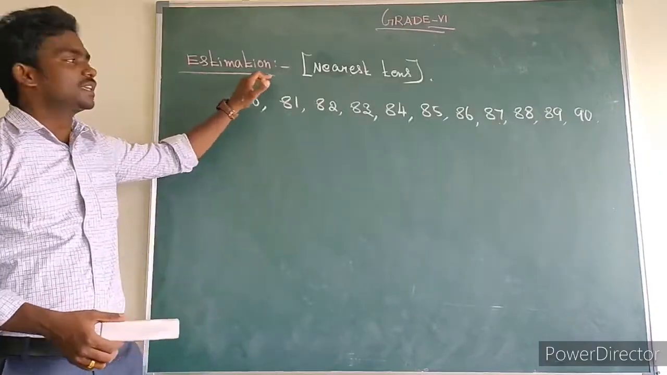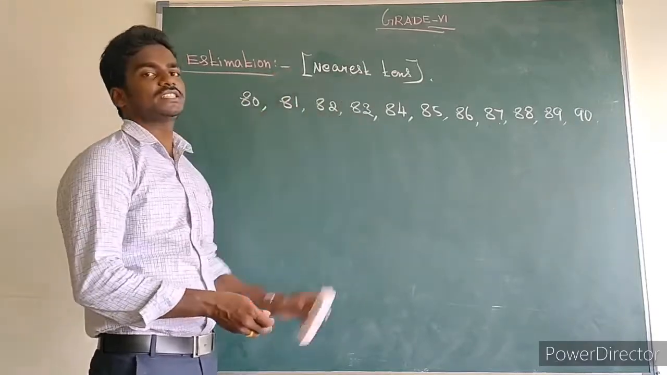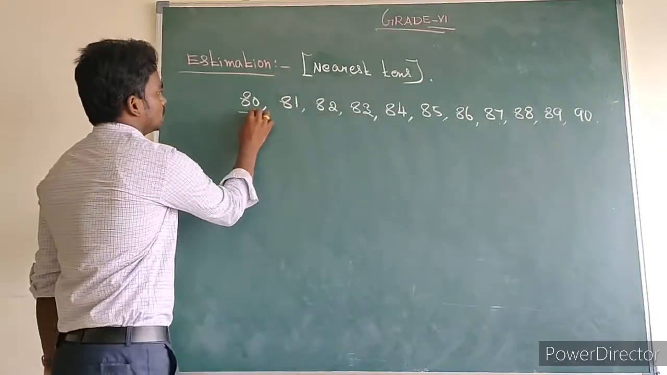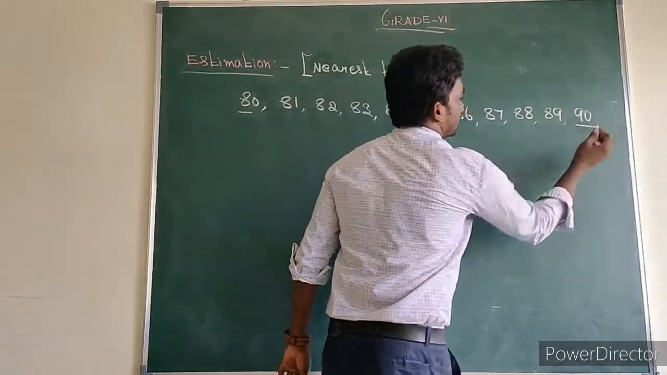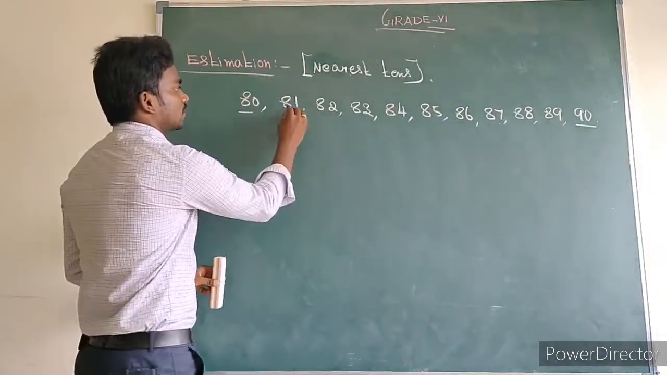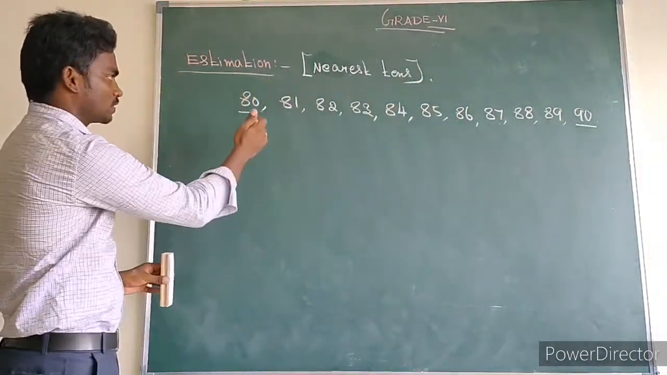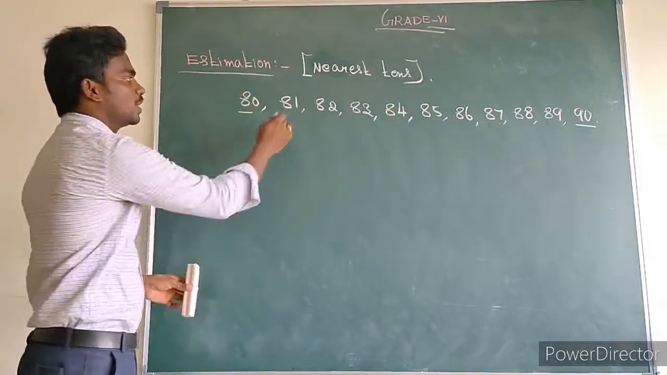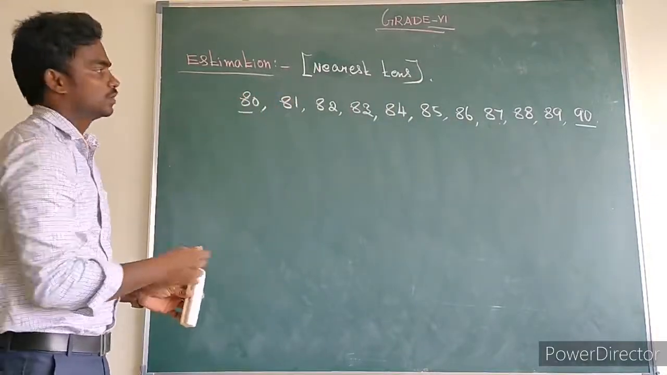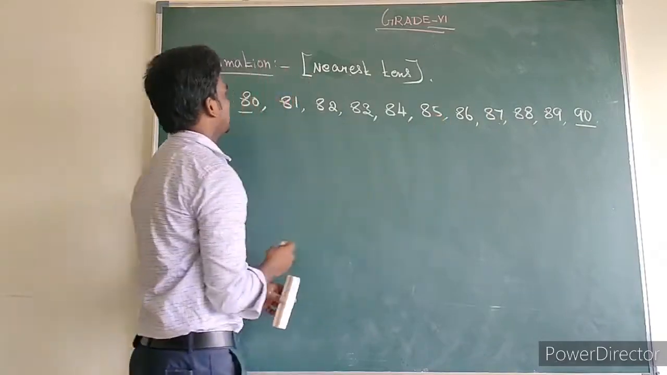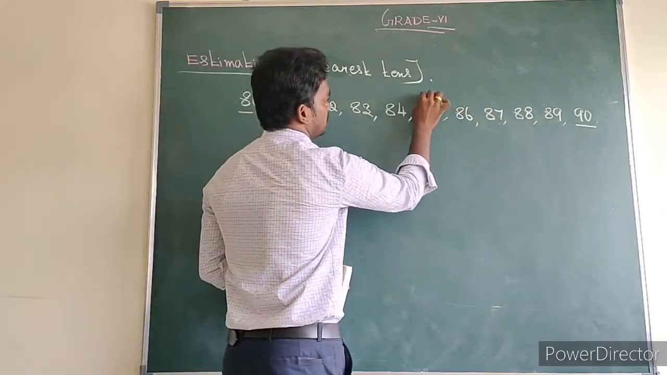So next topic is estimation. Estimate to the nearest 10. So estimate the numbers between 80 and 90. So consider the number 81. Estimate means the closer value. 81 is closer to 80, we know. So which is the center number between 80 and 90? The center place value is 85.